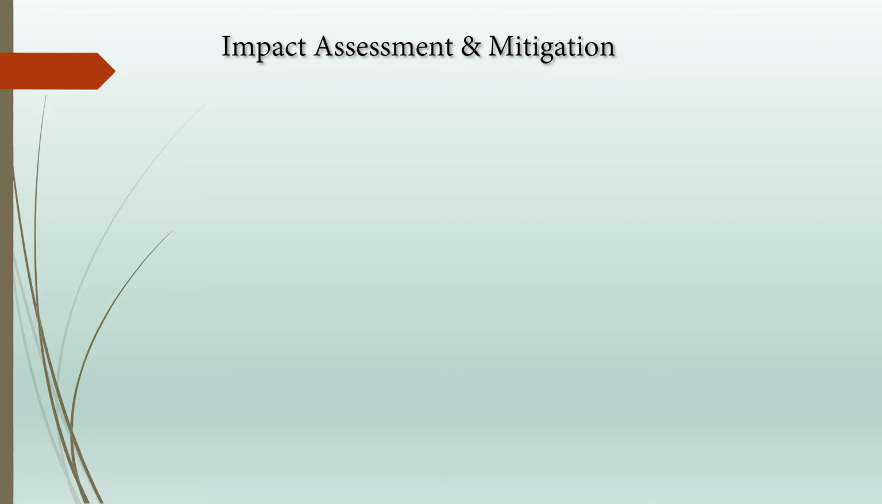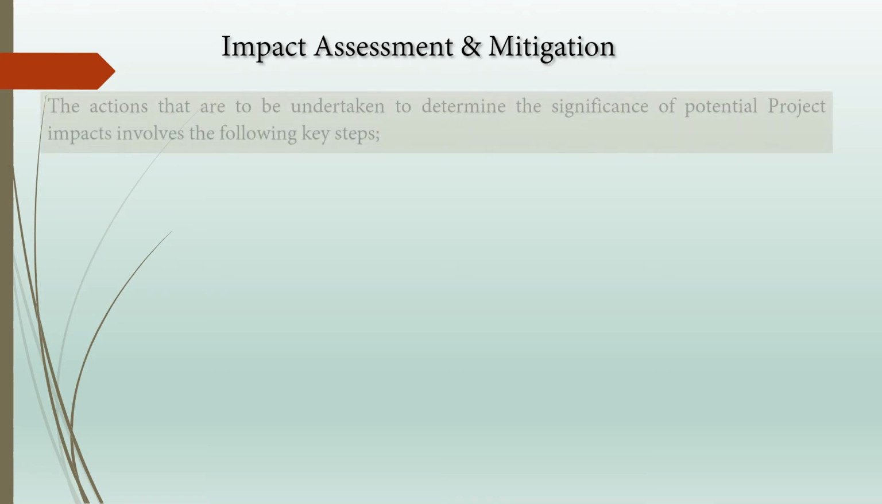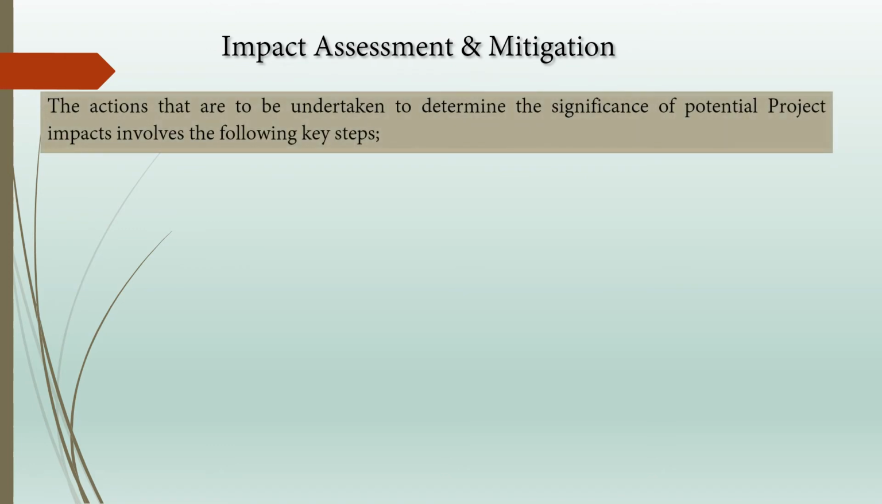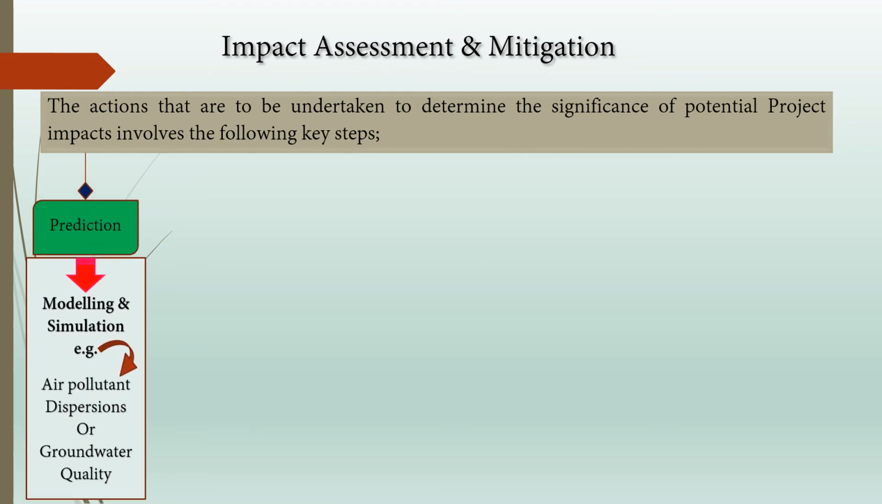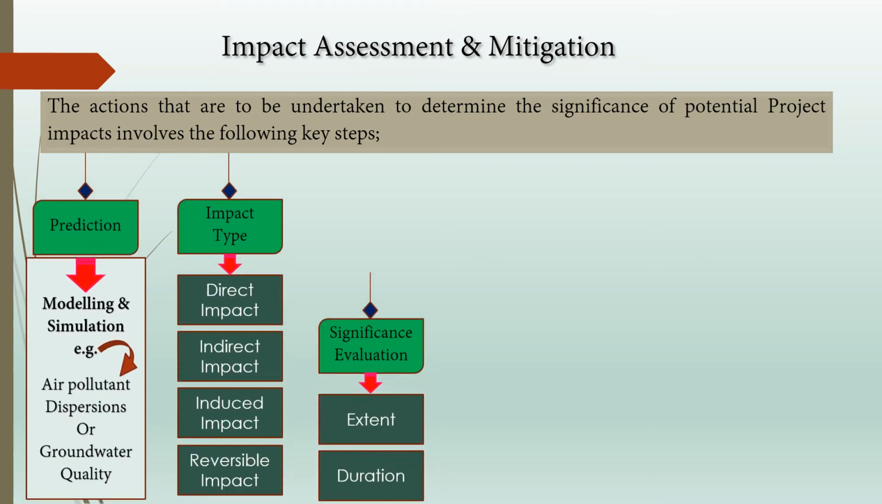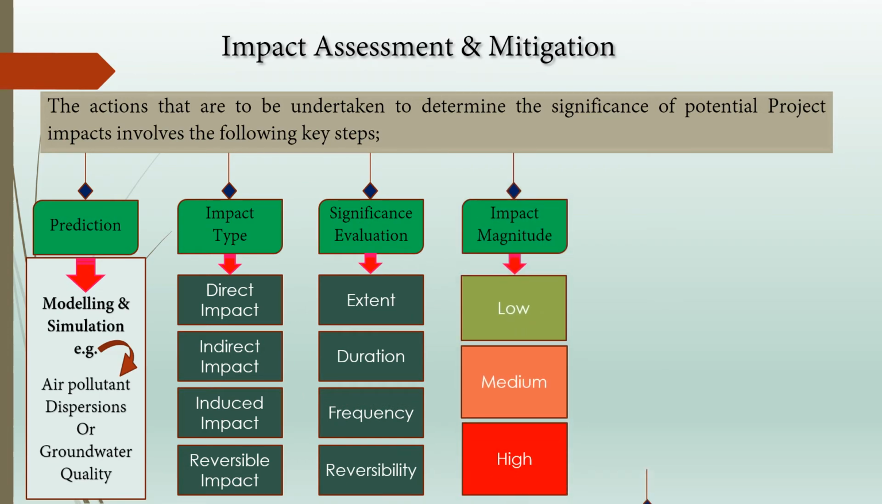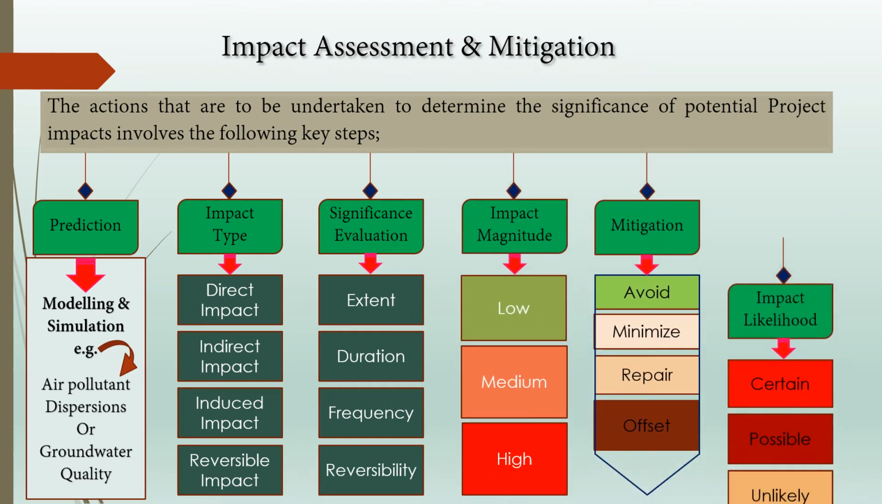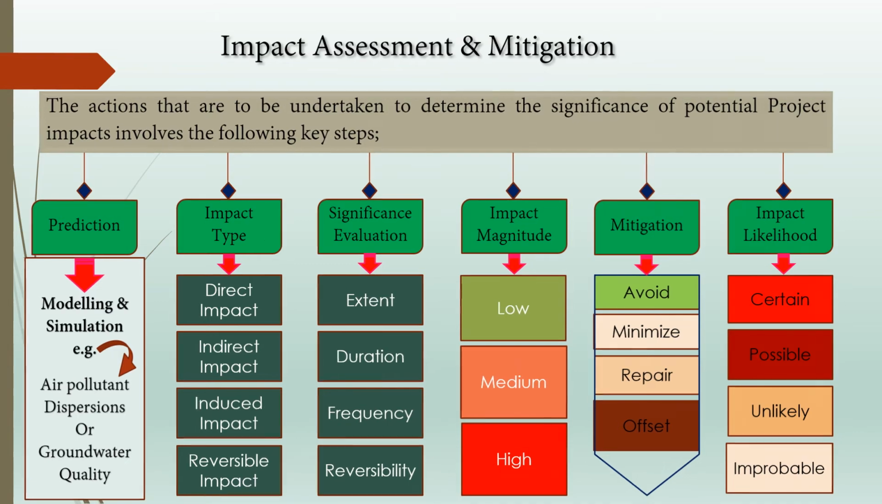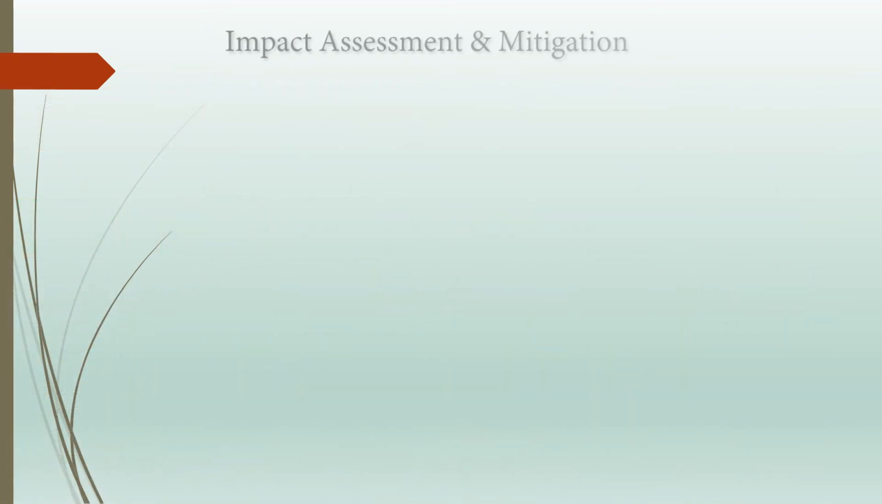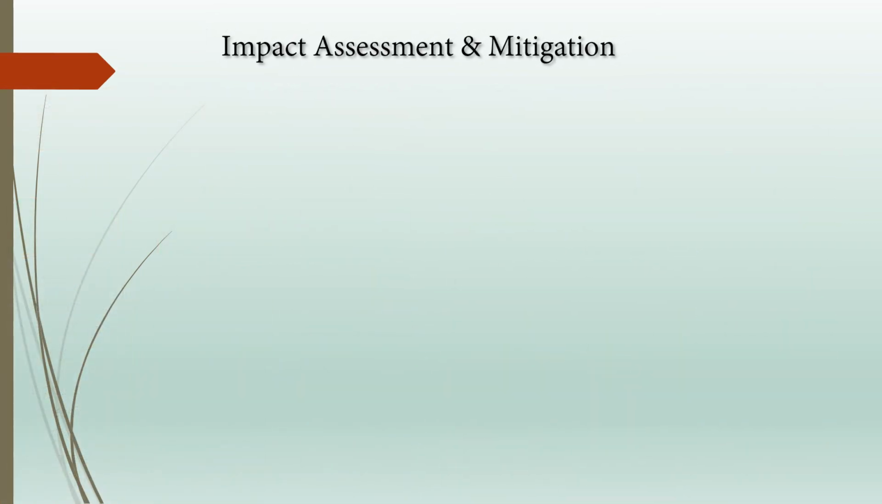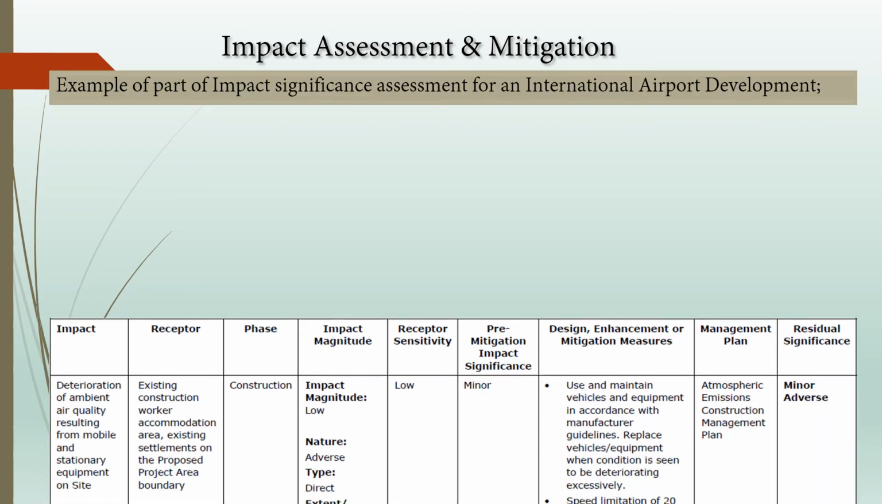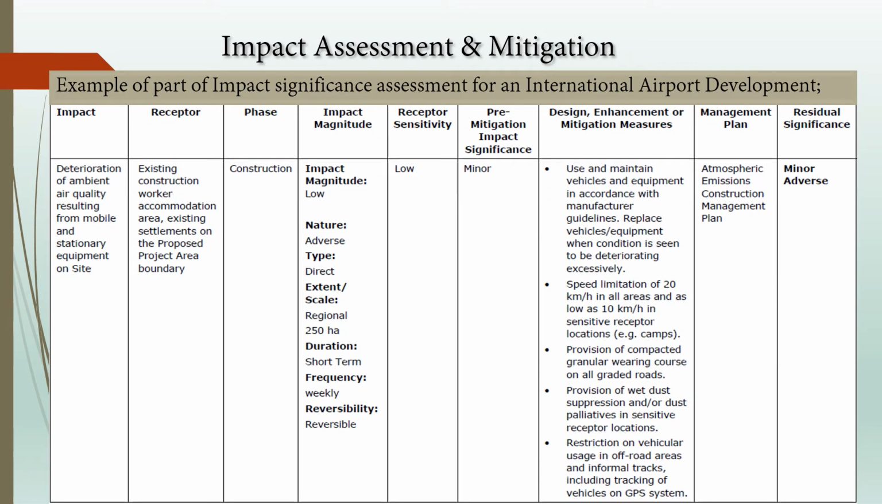Impact assessment and mitigation. The actions that are to be undertaken to determine the significance of potential project impacts involve the following key steps: prediction, impact type, significance evaluation, impact magnitude, impact mitigation, and impact likelihood. This table shows an example of part of impact significance assessment for an international airport development project.